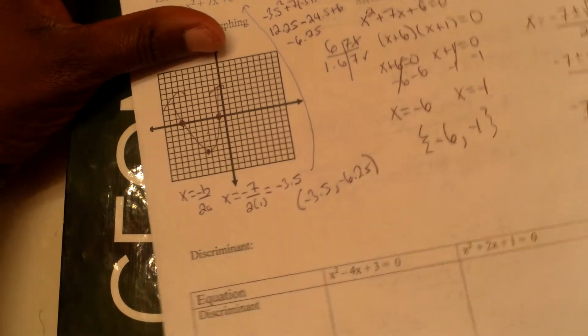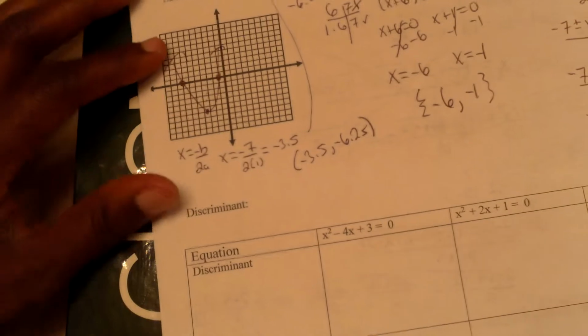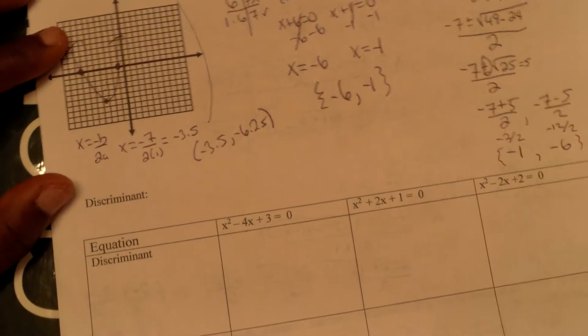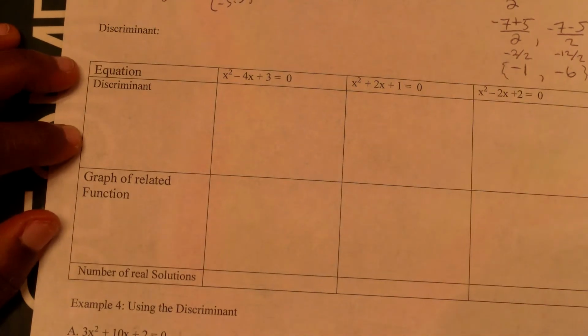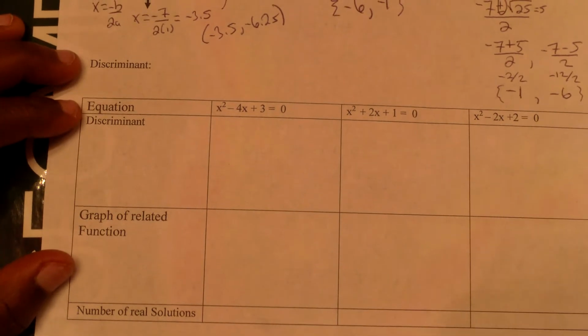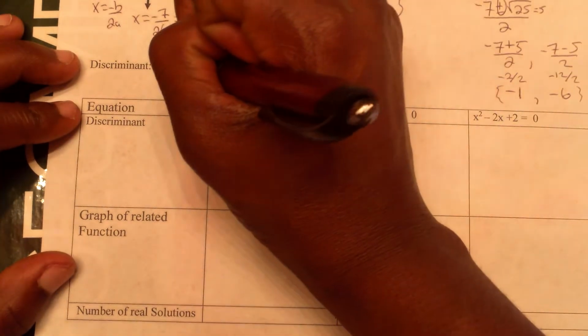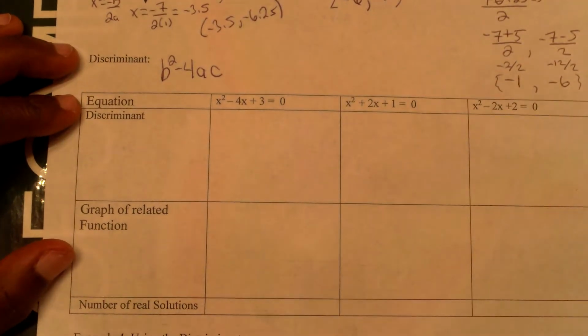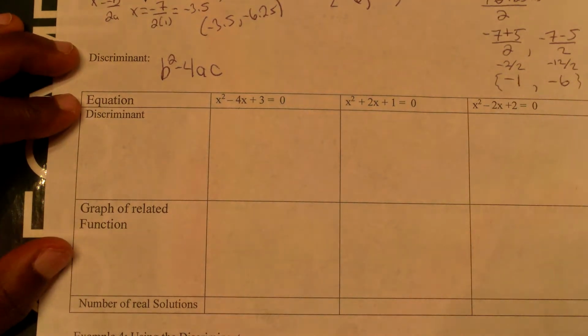Alright, now we move into the discriminant. Okay, so the discriminant is the part that is under the square root in the quadratic formula. So that would be the b squared minus 4ac. Everybody got it?